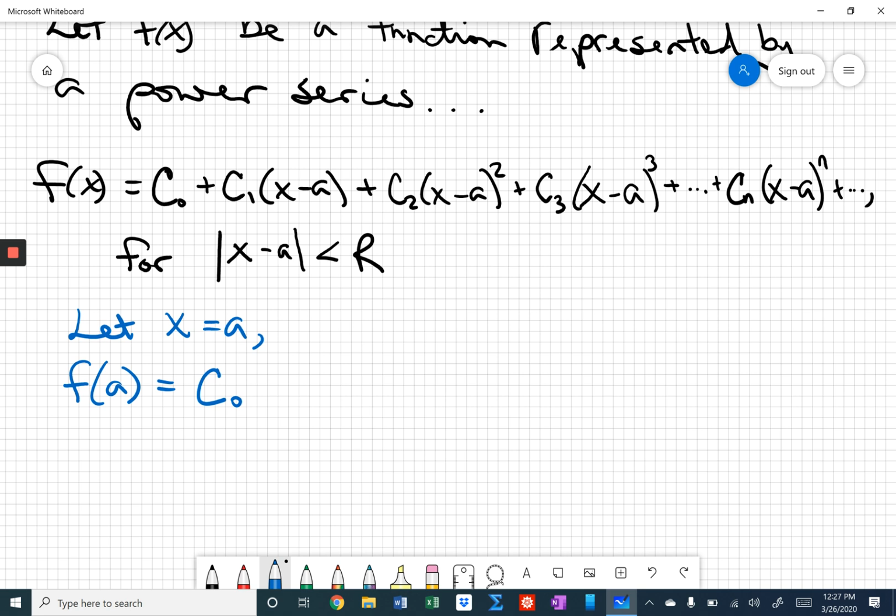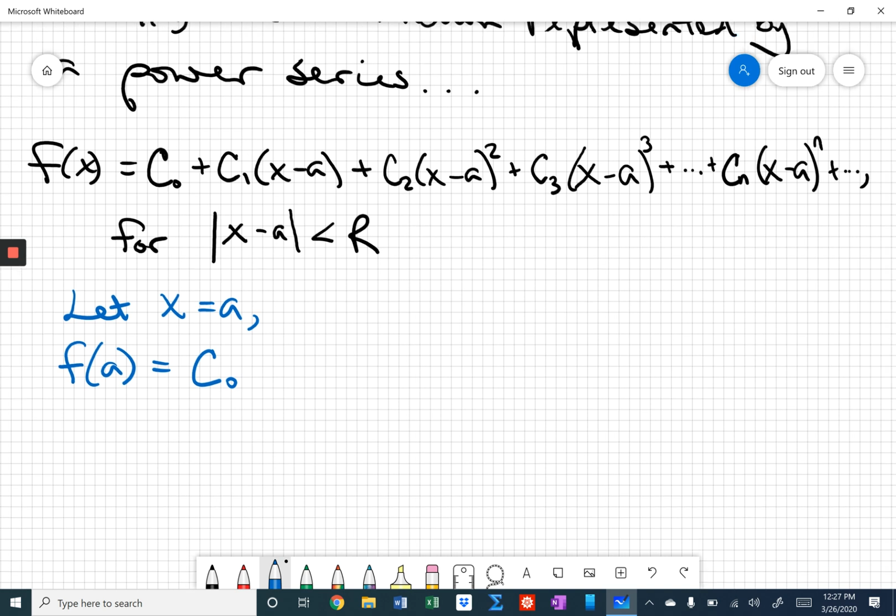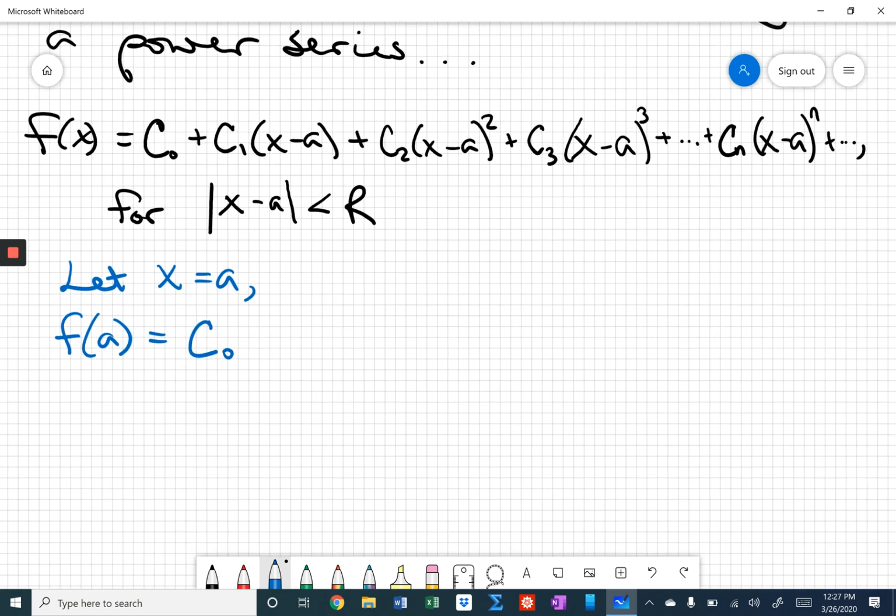Oh, that was nice. So how are we going to generate c sub 1? Well, there's a lot going on here, but I could simplify part of it and make other parts more complicated if I do a little calculus here. Let's take a derivative. What is f prime of x? Well, of course, the derivative of c sub 0 is 0, and the derivative of c sub 1 times x minus a is just going to be c sub 1. And then we're going to have plus 2 times c sub 2 times x minus a. Remember, a is a constant, so the derivative of x minus a is just going to be 1.